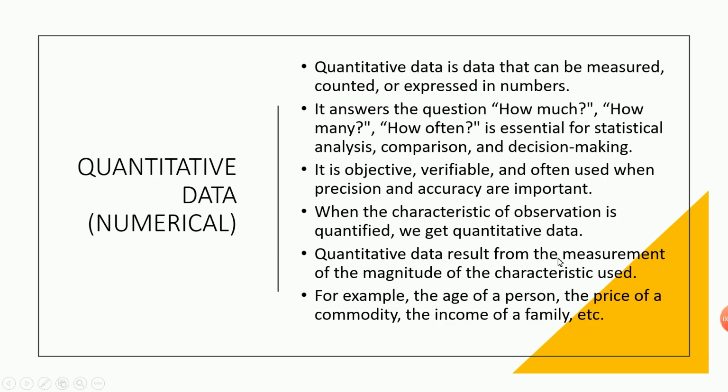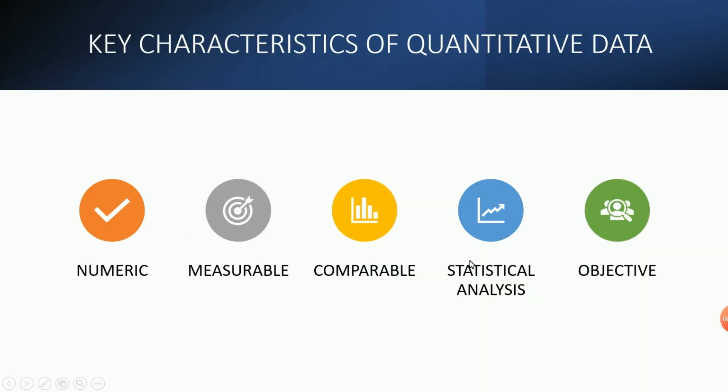So quantitative data result from the measurement of the magnitude of the characteristic used. So for example, age of a person, price of a commodity, income of a family. So I can approach any person to ask about their age or even their gender. So when I can identify easily, that is quantifiable, that is quantitative data.